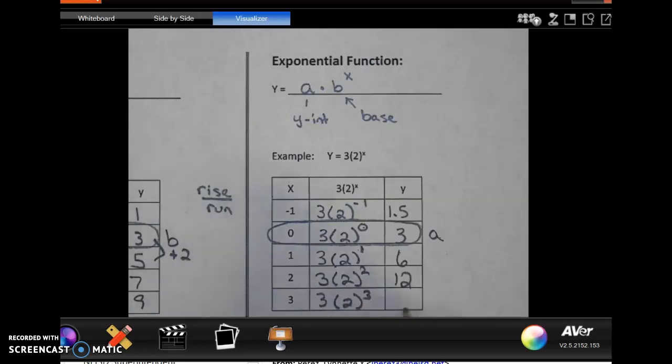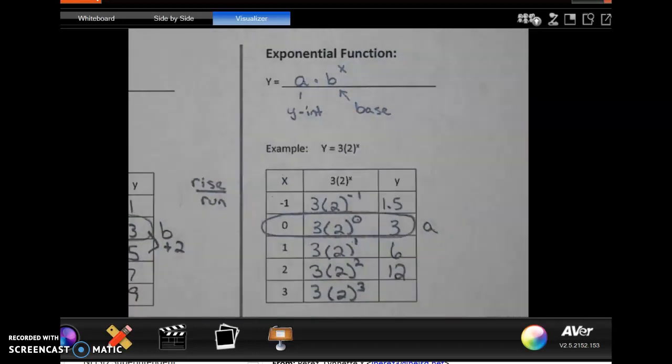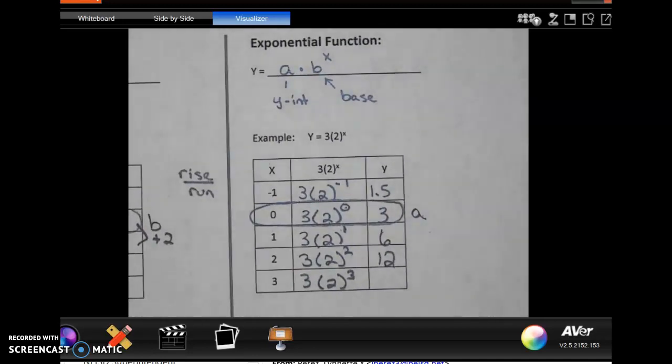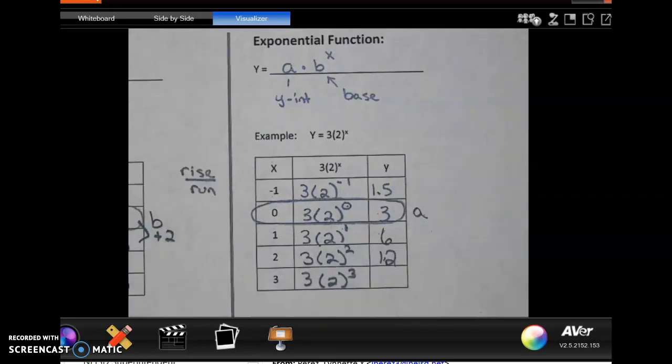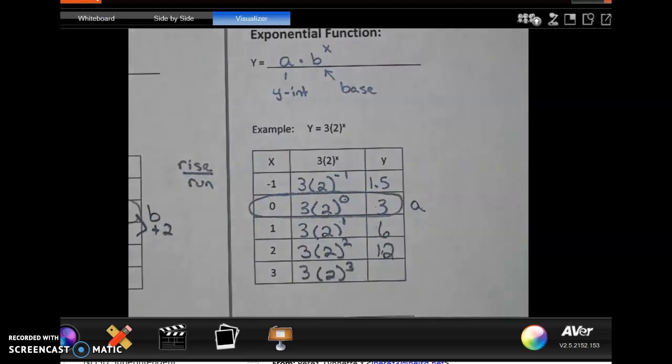Substituting 3 in for x. Now, before we do the math here, which you've probably already done, let's look for a pattern. So, what is happening to these numbers? Well, a very general answer would be that they're increasing. Is there a more specific pattern that you can see happening?